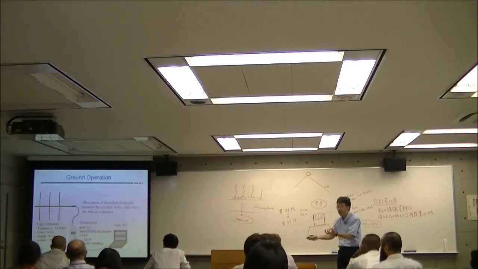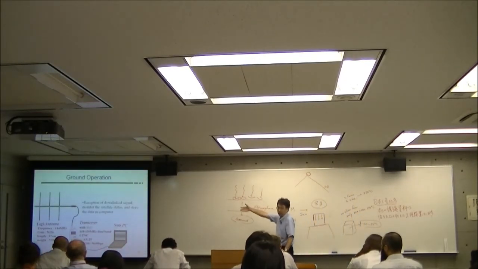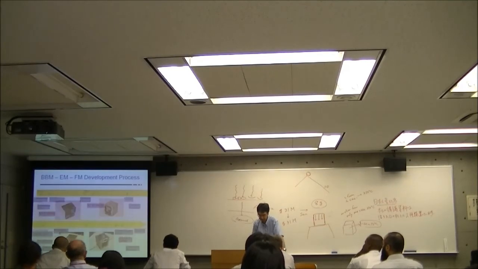Also, you can use a very small transceiver, and you can bring them. This is a portable, handy type. This kind of ground station you can bring everywhere. Okay? So, this is the CanSat. You can make a very simple ground station for the CanSat.